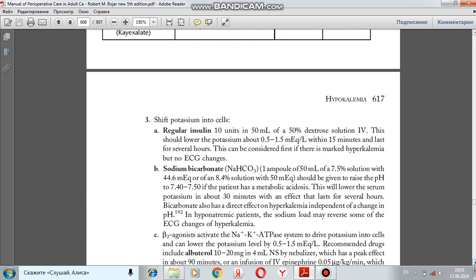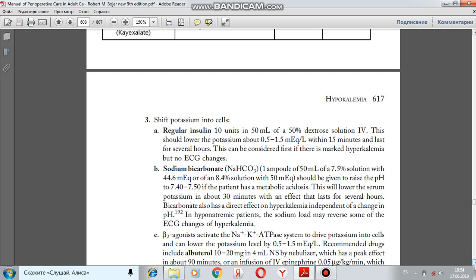3. Shift potassium into cells. 3A. Regular insulin 10 units in 50 milliliters of a 50% dextrose solution IV. This should lower the potassium about 0.5 to 1.5 milliequivalents per liter within 15 minutes and last for several hours. This can be considered first if there is marked hyperkalemia but no ECG change.